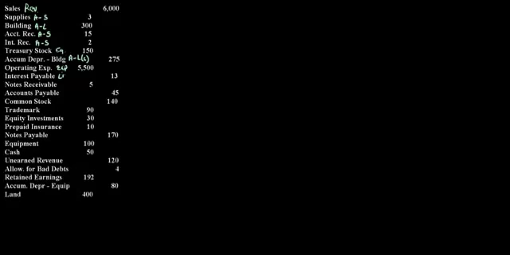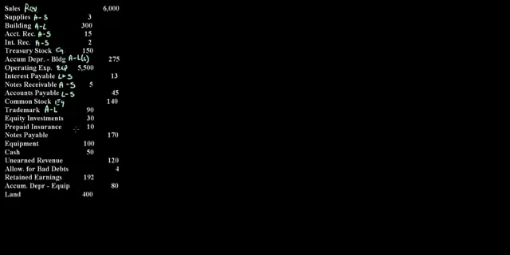And it is short-term. Notes receivable, that's an asset. It's expected to be received in June of 2015, so we can say that's short-term. Accounts payable, that's a liability, that's short-term. Common stock, it's an equity. A trademark is an asset, and it's long-term.